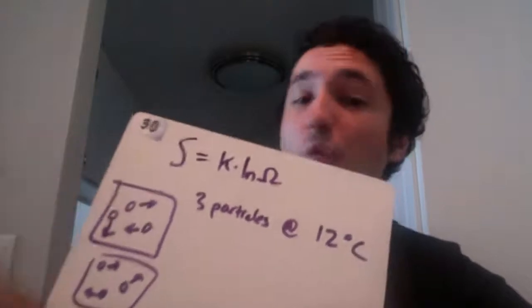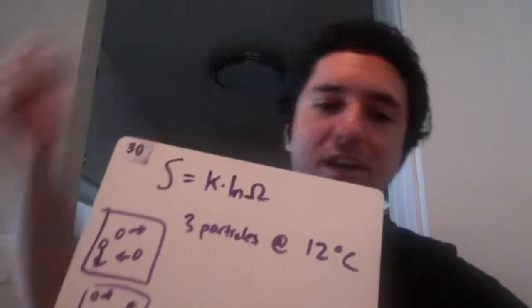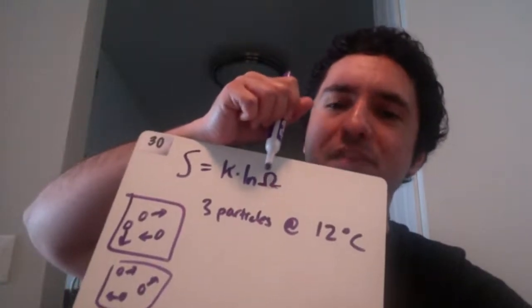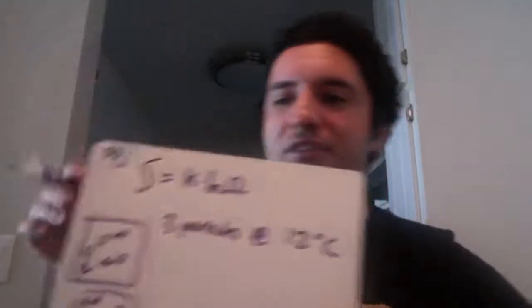So if you have more particles, like 3 million particles, for example, there's going to be even more microstates, even more possibilities you can get at that temperature of like 3 million particles, right? So entropy is a measure of disorder, and at the end of the day, it's important for thermochemistry because it explains why heat always goes from hot to cold, right?